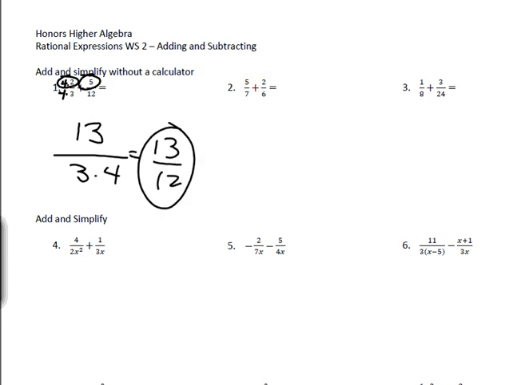And it's best to just leave it as 13 twelfths. Why? Because if you make it a mixed number, you're just making it harder to work with in an equation. So we like improper fractions. Moving on to the next one.